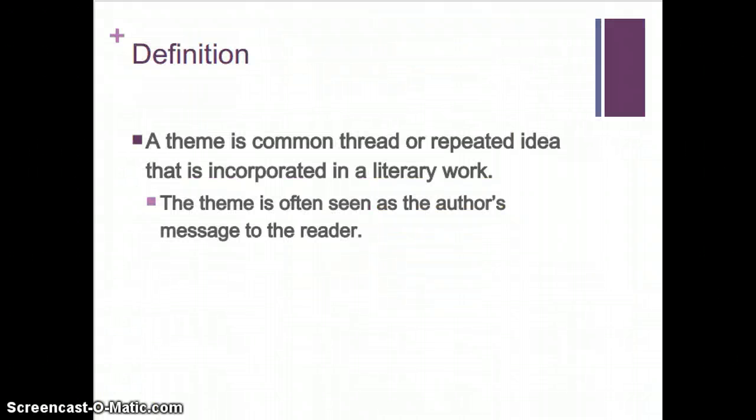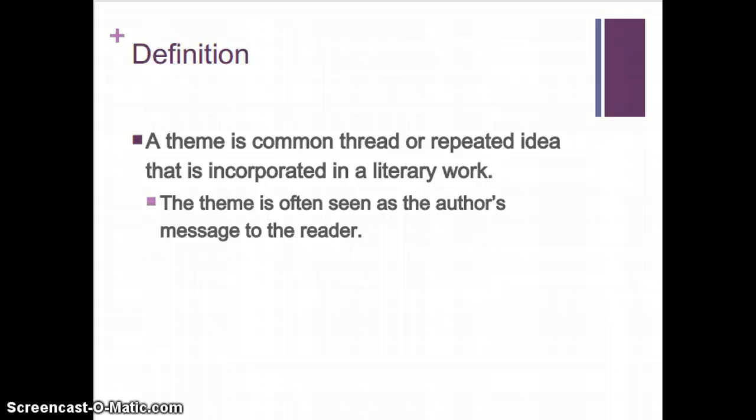So what is a theme? The reason I want to define this term clearly is so we don't confuse it with general concepts explored within literature. These would be the basic ideas within a work. So here, the theme, you need to understand, is the common thread, the repeated idea that's incorporated in a literary work. So overall, it's the author's message to the reader.